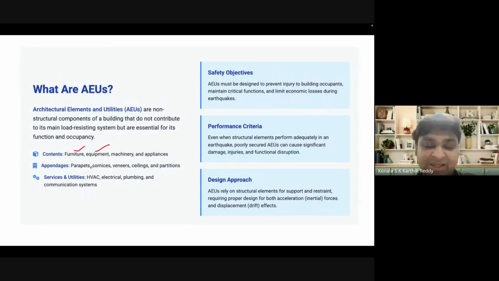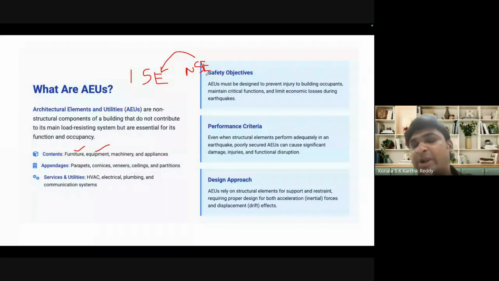So according to this particular codal provision, he wants all the utilities and even these architectural elements to be integrated nicely with the structural element. He says that any structural element should be earthquake resistant, and he wants the non-structural element, NSE, to be also integrated with the structural element, which means he wants to anchor this non-structural element to the structural element, such that the inertia, you might have studied in your physics, is handled. Any body which is in dynamic motion will always experience inertial force.